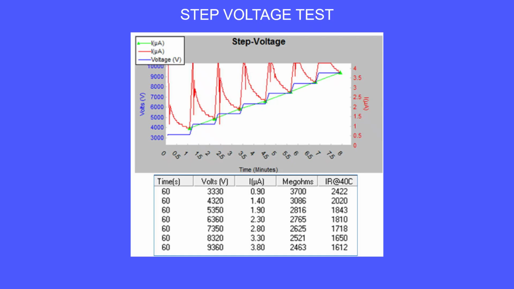Sometimes when step testing large motors with long motor lines, 60 seconds is not enough time to allow the current to fully decay. This is due to the large capacitance in the circuit. In cases like this we might have to increase the holding time slightly.